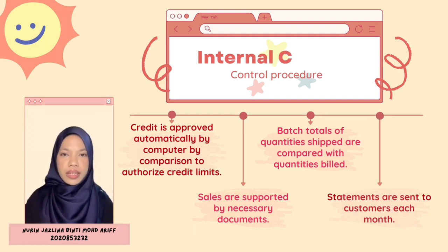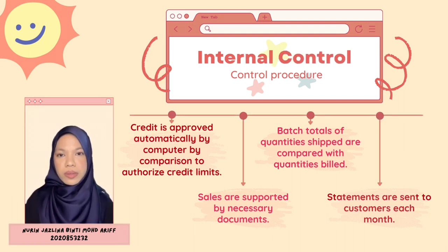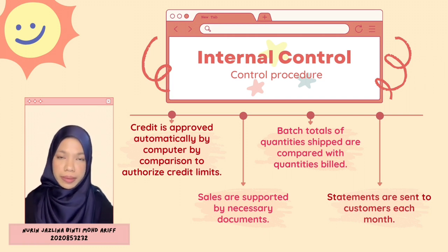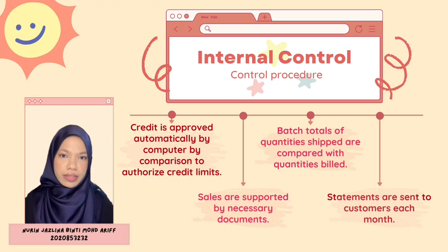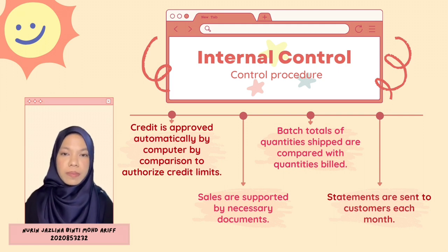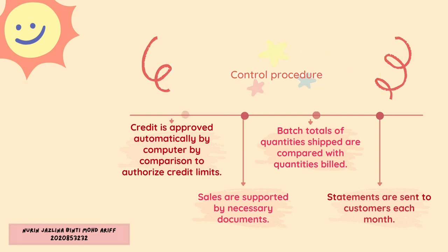There are a few key internal controls in the occurrence objective. The first control procedure is credit is approved automatically by computer by comparison to authorized credit limits. Second, sales are supported by necessary documents such as authorized shipping documents and approved customer's order. Next, batch totals of quantities shipped are compared with the quantities billed. And lastly, the statements are sent to customers each month.